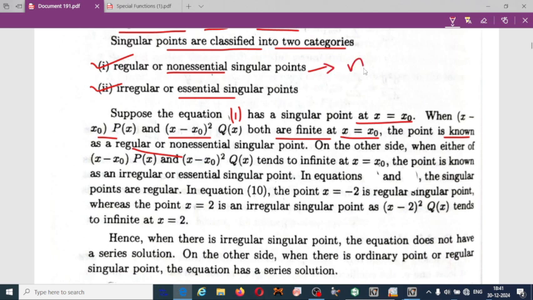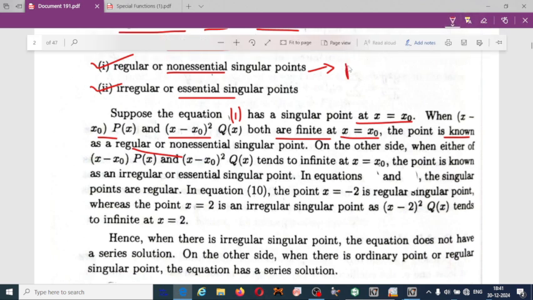If this P and Q are finite, then we call them regular singular points at x equal to any one of the values. If not, if P and Q at a particular value of x are infinite, then we call them irregular or essential singular points.